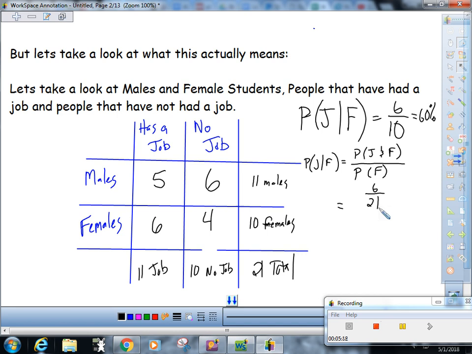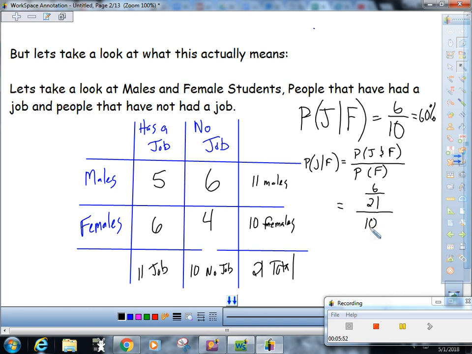So the likelihood that you have a job and are a female is 6 out of 21. What are the other outcomes that could happen? Well, you could have a job and not be a female. That wouldn't work. You could have a job but be a male. That wouldn't work. And you could not have a job and be a male, and that wouldn't work. So this is the only thing that satisfies it. You're going to divide that by the probability of being a female. What's the probability of being a female in this case?